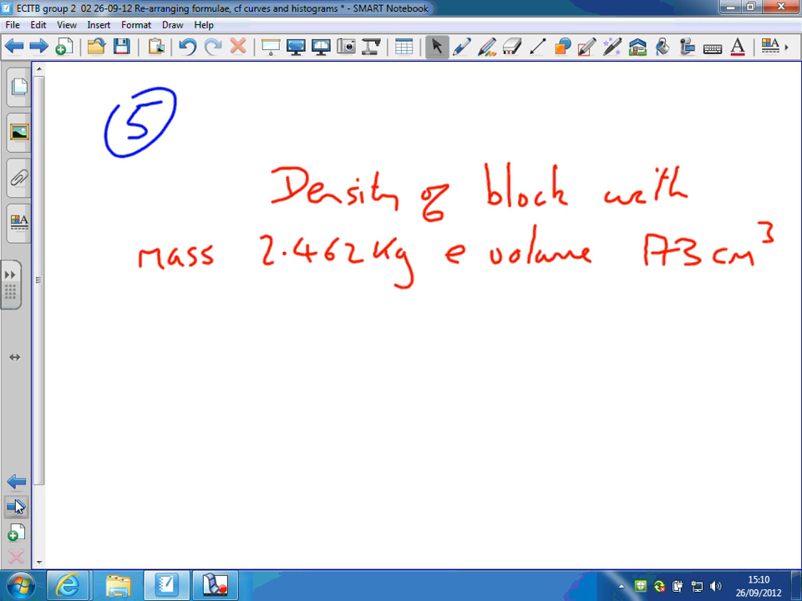This one I want to spend a bit of time on. Okay, density of a block. If you got this one right, then you're doing really well, because you're understanding a lot of things that are important. So let's focus on this question for a minute.